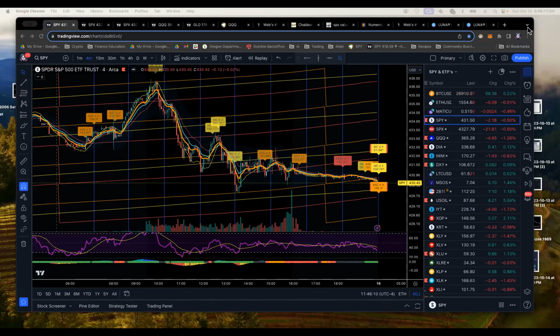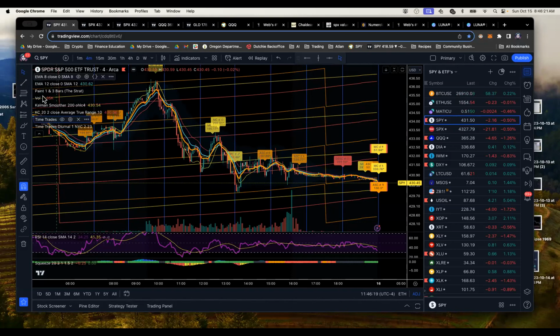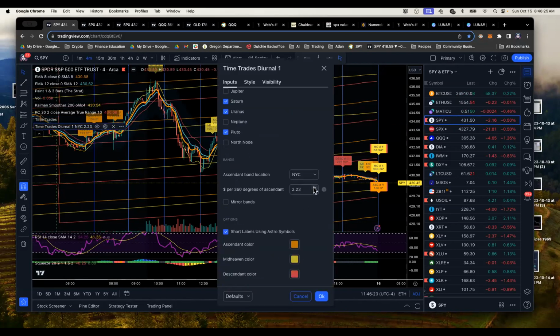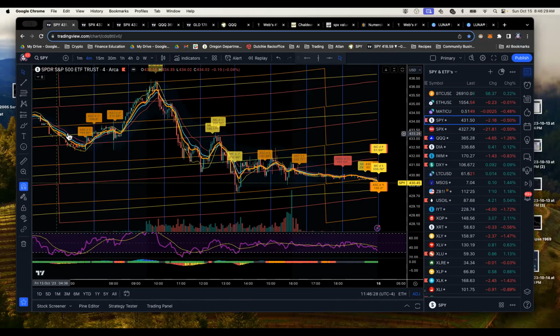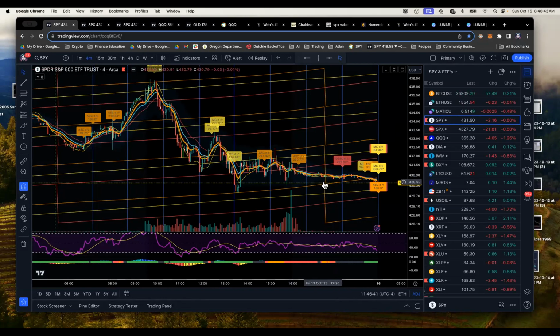Okay, so when Blair released these, I really started drilling down into the settings of the dollars per 360 degrees to try to find just the right settings for the instruments that I trade. I trade indexes a lot. So I started with the SPY because I trade the SPY, the ETFs, and the options on it quite a bit.